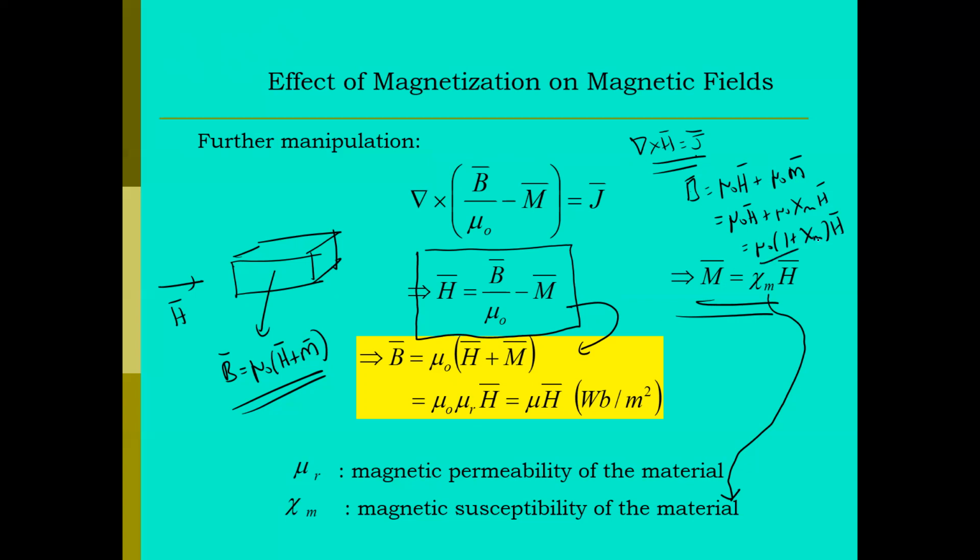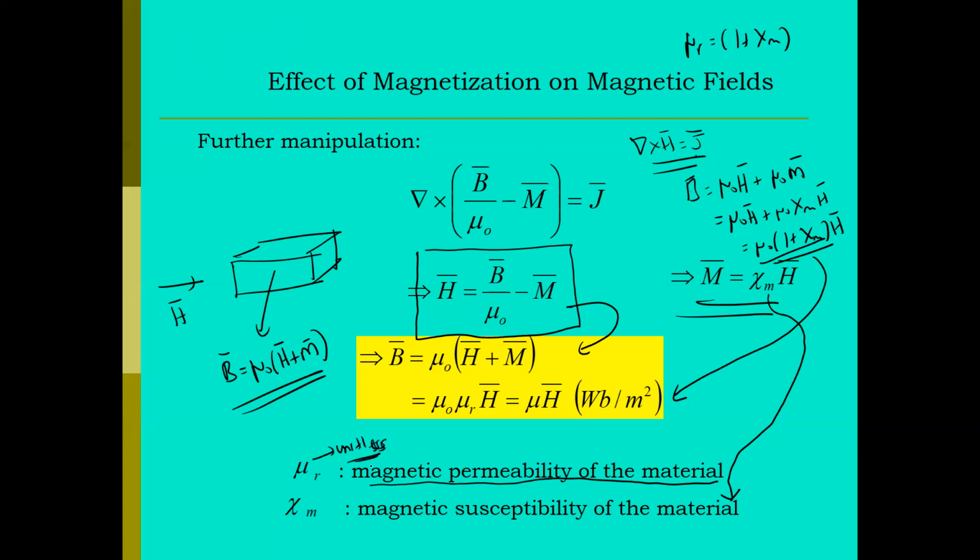Okay, and these particular terms are equal to this final equation, whereby we can see that mu R is equal to 1 plus kappa of M. And this mu R is what we call the magnetic permeability of the material. And this mu R is unitless.